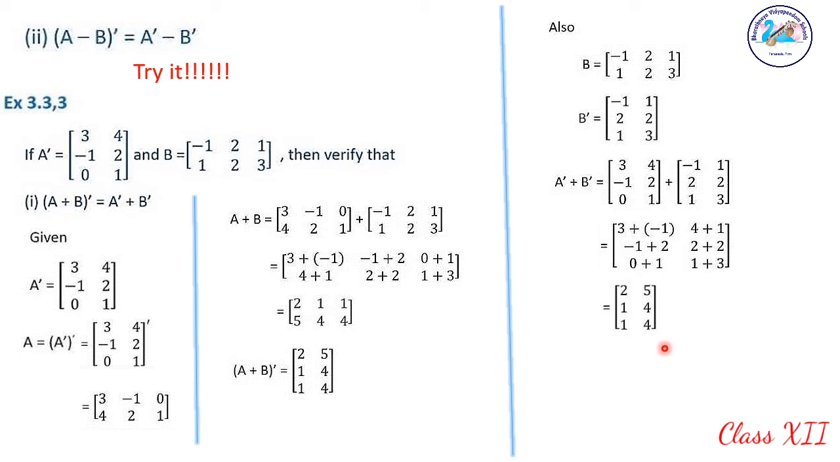Let's check the right hand side and the left hand side. Here also 2 5 1 4 1 4. Here also 2 5 1 4 1 4. Means A plus B the whole transpose and A transpose plus B transpose both are same matrices. Hence the proof.